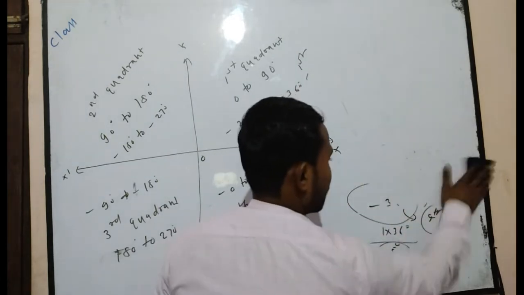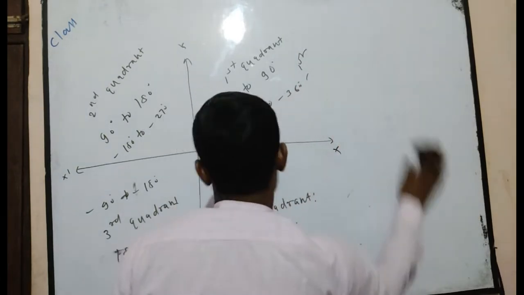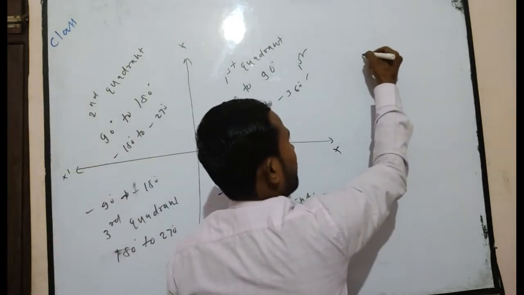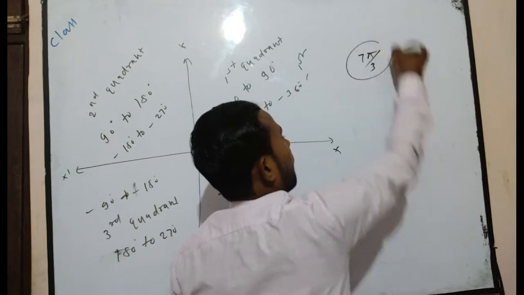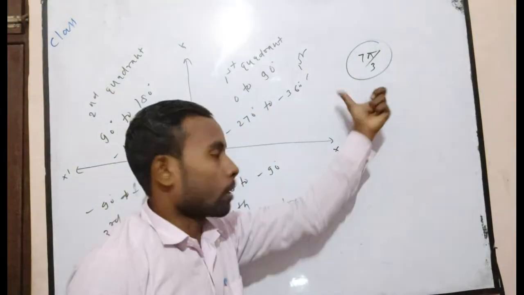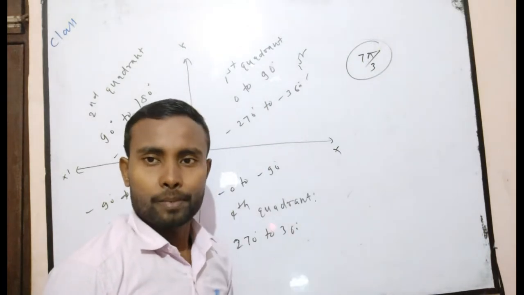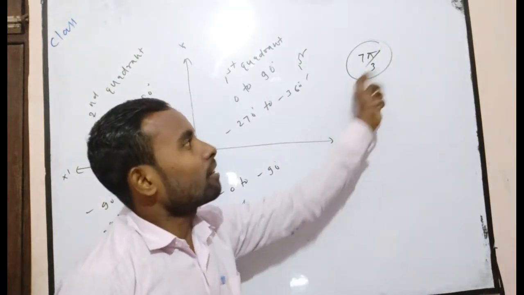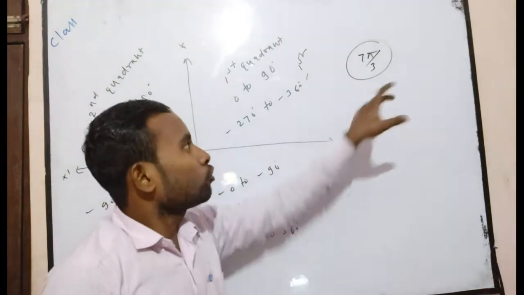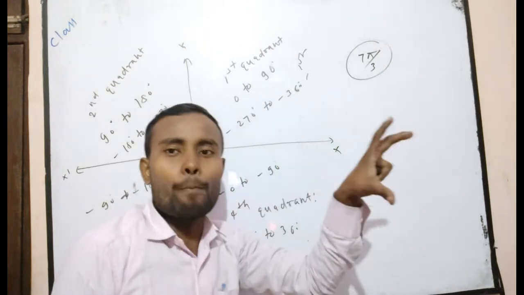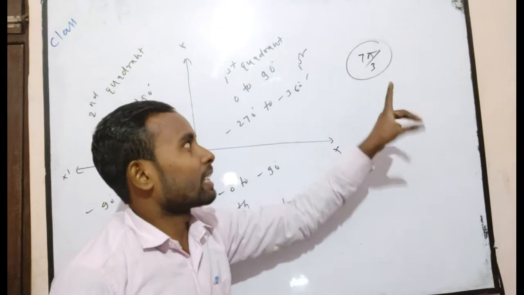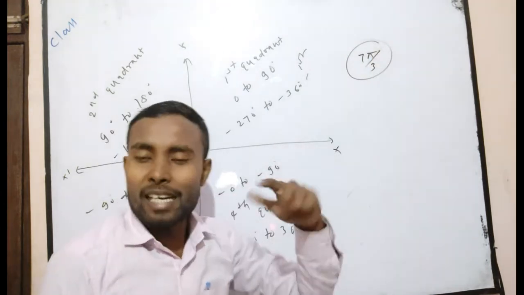Now we take the next example, which is bigger. I want to take 7 pi by 3. In which quadrant does this angle lie? You have to solve it. There are two processes. You can convert it into degrees and then go through the similar process, or in the second process, you stay in the same system, that is radians, as 7 pi by 3 is in radian measure.